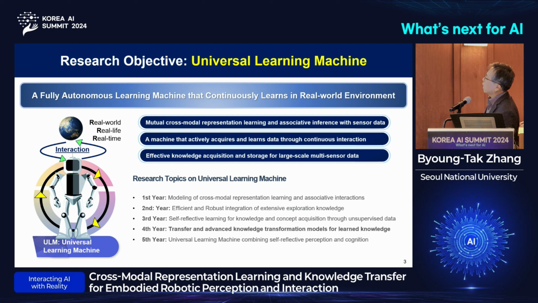Another one is effective knowledge acquisition and storage. Once you have a lot of multisensory, large data, how do you compactly represent or acquire the knowledge? Compression is a basic underlying principle in almost all machine learning, compression and distillation ideas. This research is in its 4th year, and the specific topic now has been transfer and advanced knowledge transformation models for learned knowledge.